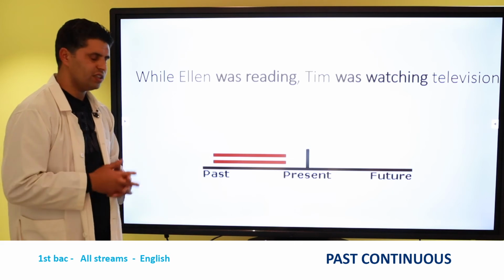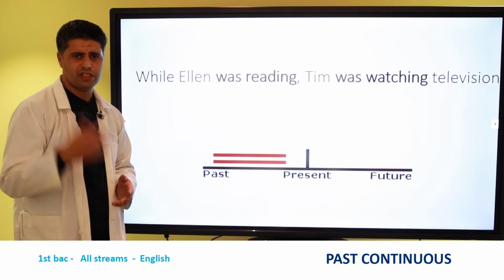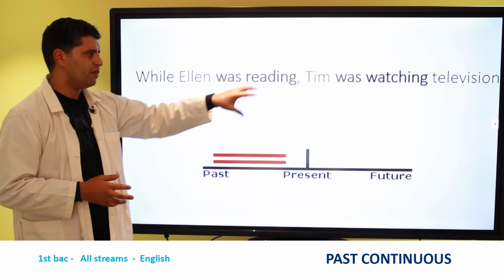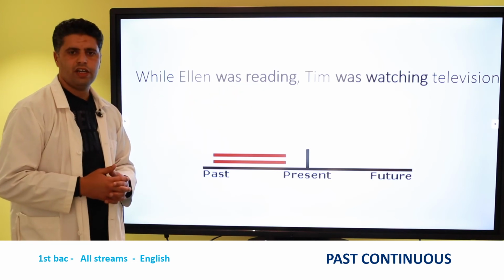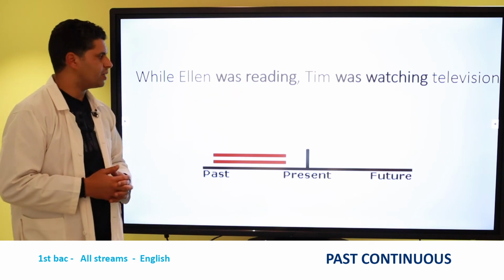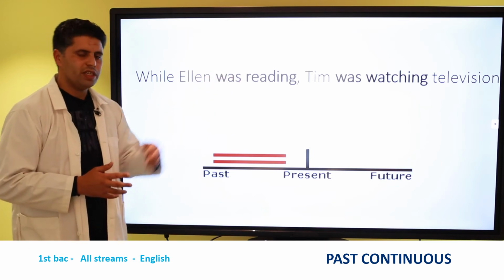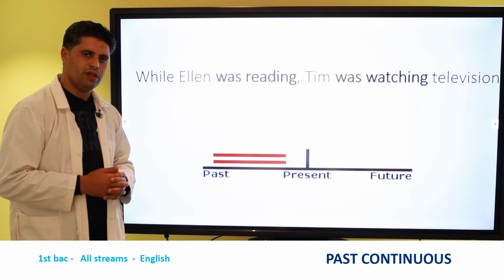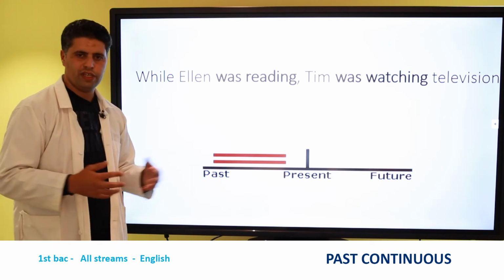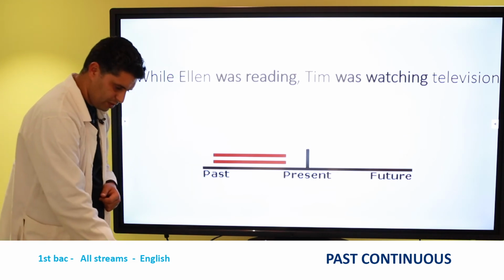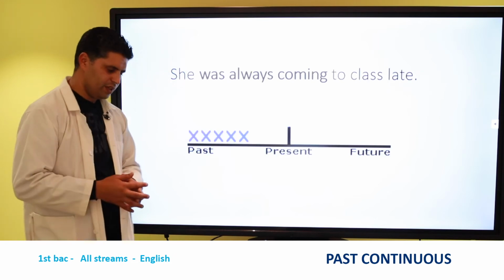Okay, so both of the actions are the same case that we have just seen. Here we have two actions. Both of them are long actions in the past. That's why we have used the past continuous with the first one and the past continuous with the second one. Don't forget that both of the actions are happening, or were happening, at the same time.